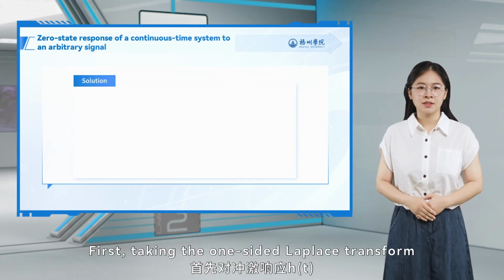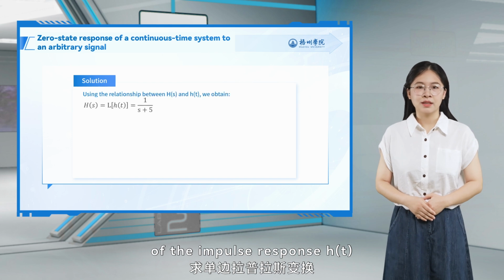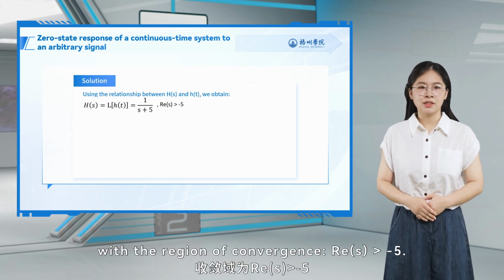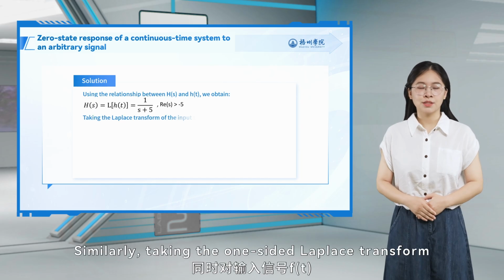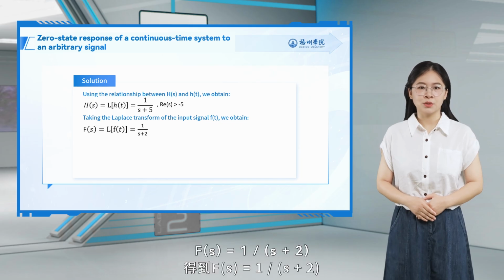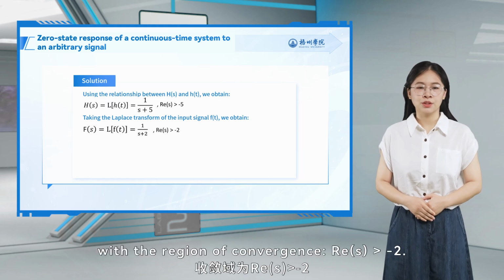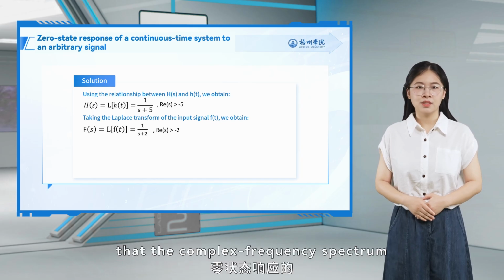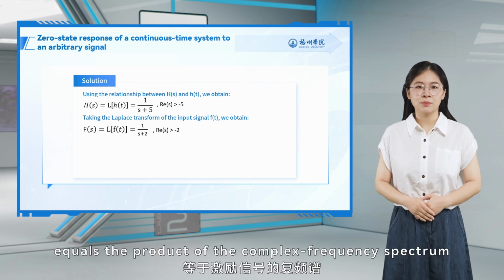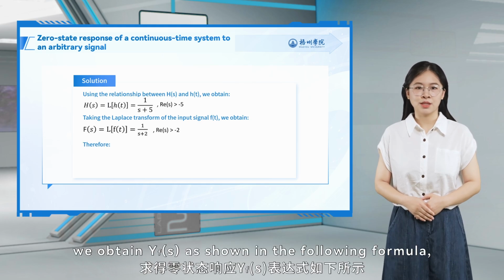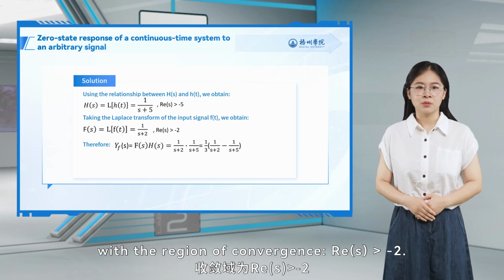First, taking the one-sided Laplace transform of the impulse response h of t gives the system function h of s equals 1 over s plus 5, with the region of convergence Re of s greater than negative 5. Similarly, taking the one-sided Laplace transform of the input signal f of t gives f of s equals 1 over s plus 2, with the region of convergence Re of s greater than negative 2. Then, using the formula that the complex frequency spectrum of the zero-state response equals the product of the complex frequency spectrum of the excitation signal and the system function, we obtain yf of s as shown in the following formula, with the region of convergence Re of s greater than negative 2.